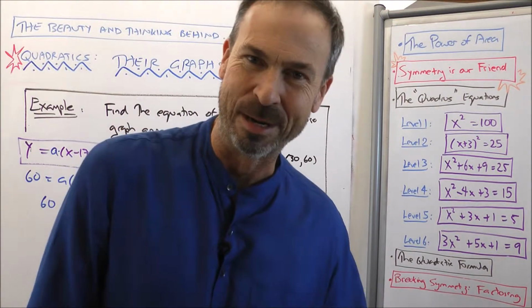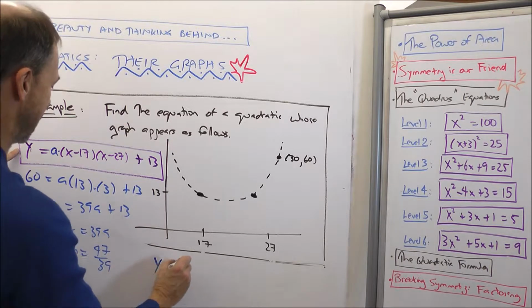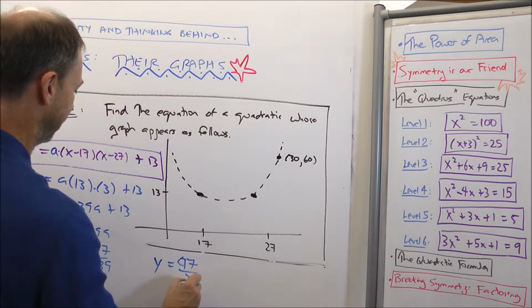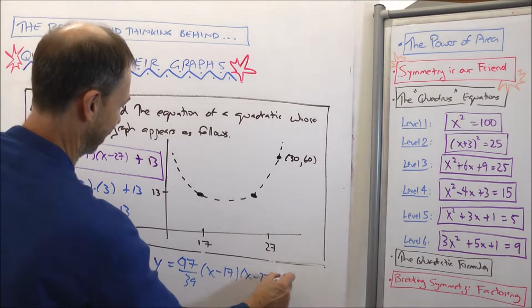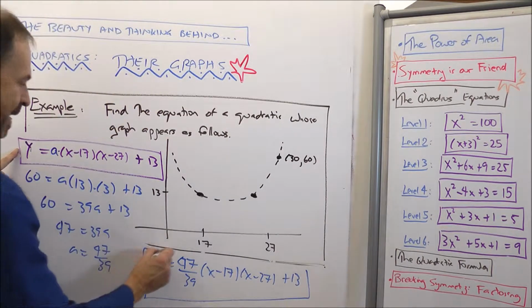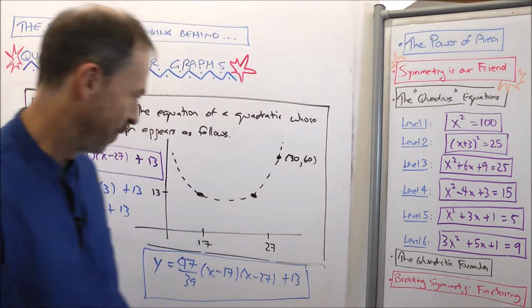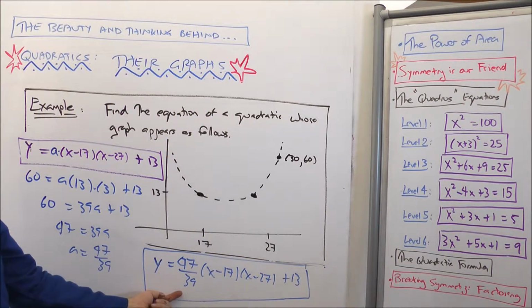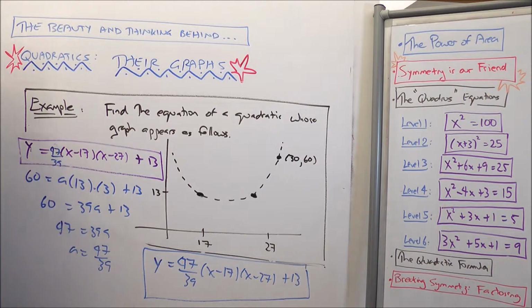All right, an awkward number, but we can manage it, because that tells me the equation is y is 47 39ths x minus 17, x minus 27 plus 13. There is a quadratic equation that fits that particular curve. Hopefully I haven't gone off the board. Hopefully you can still see that. And, well, maybe we'll put it here too. 47 39ths. Wow. That's it.